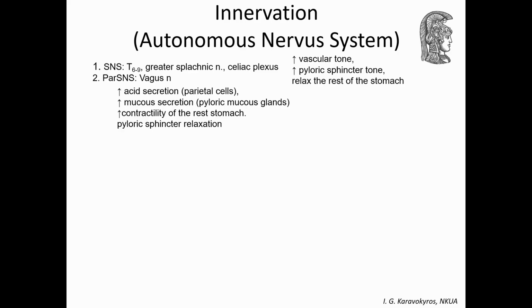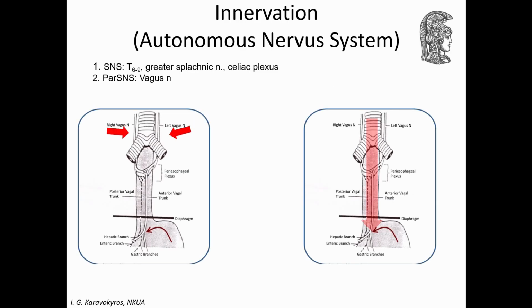Parasympathetic innervation is mostly mediated through the vagus nerves. These control the secretion of acid from parietal cells and of mucus from the pyloric mucus glands. Vagal stimulation relaxes pyloric sphincter, while it increases contractility of the rest of the stomach. The left and right vagus nerves enter the thoracic cavity, travel as a periesophageal plexus along the esophagus, and finally form the anterior and posterior vagus nerves.